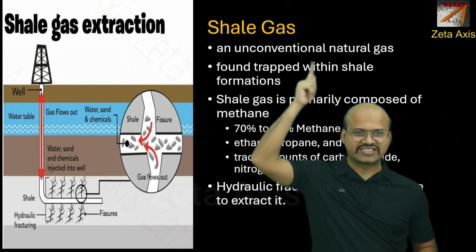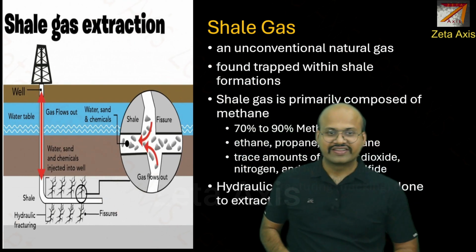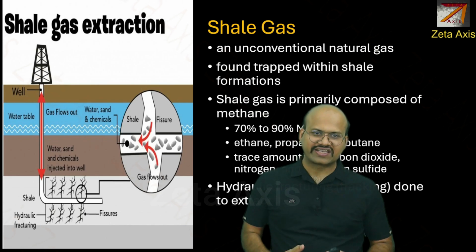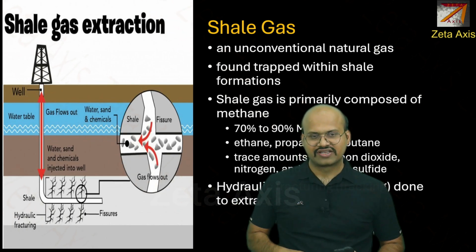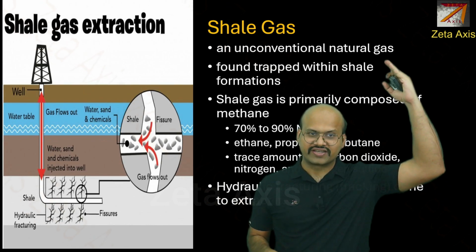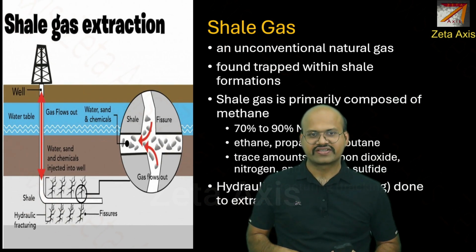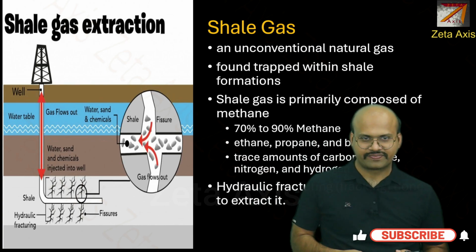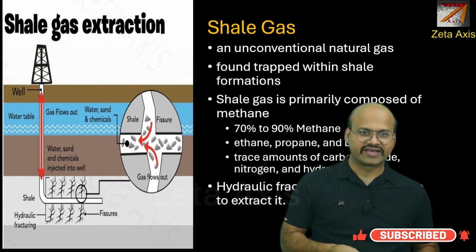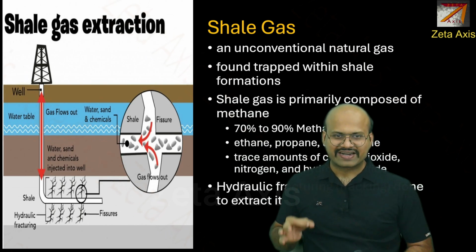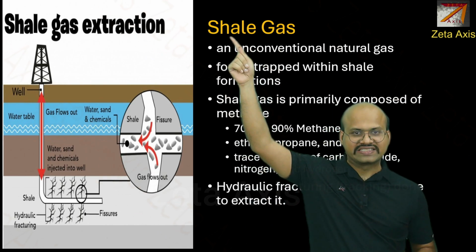It's an unconventional natural gas because the method which is required to extract it is not similar to that required by the conventional gas. New technology is required for extracting these gases. That is why it is an unconventional source of natural gas. They are found trapped within shale formations or shale layers. So because they are trapped in these layers, it is called shale gas.